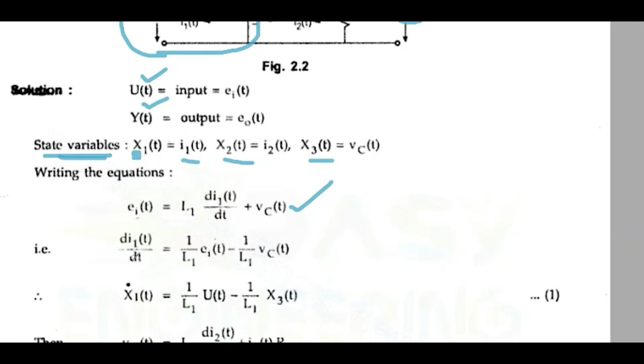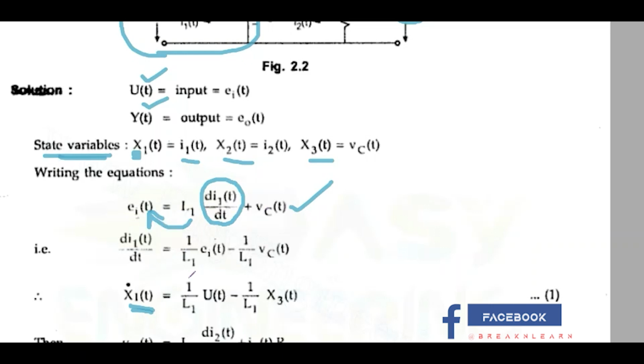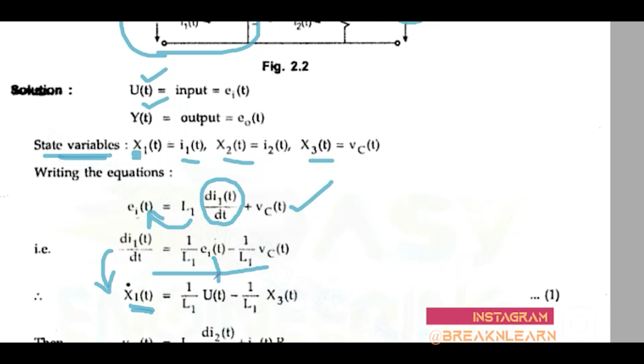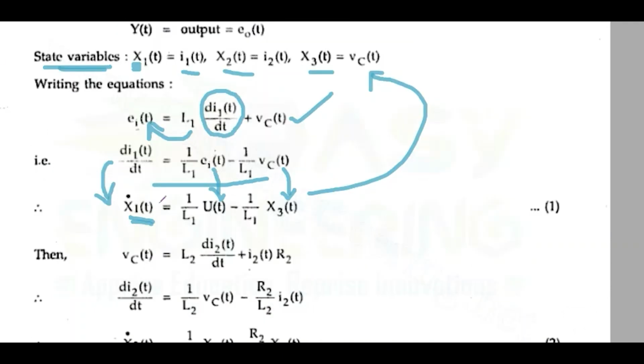Then I am rearranging the equation such that I must get x1 dot. Therefore, I will keep this alone on the left hand side and I will transfer all the other parameters to the other side. Now, after rearranging, I am getting this expression. From this, I can say dI1 divided by dt is x1 dot, and this E1 is transferred to U of t and Vc is transferred to x3, as we already mentioned here. Now take this as equation number 1.